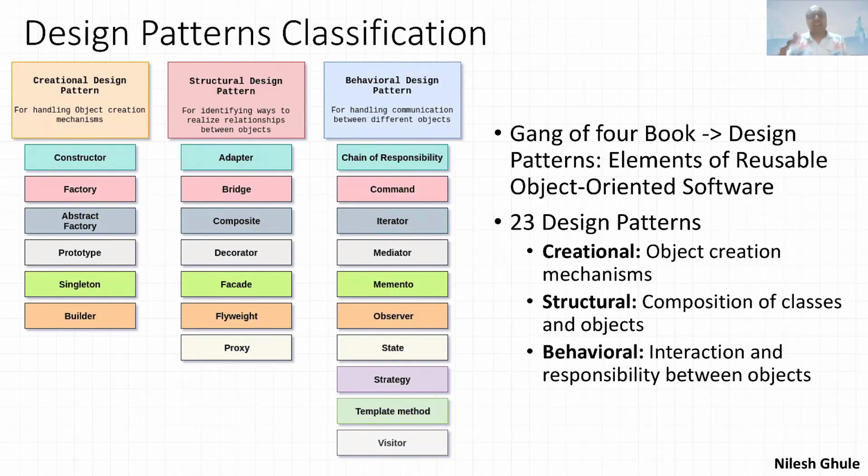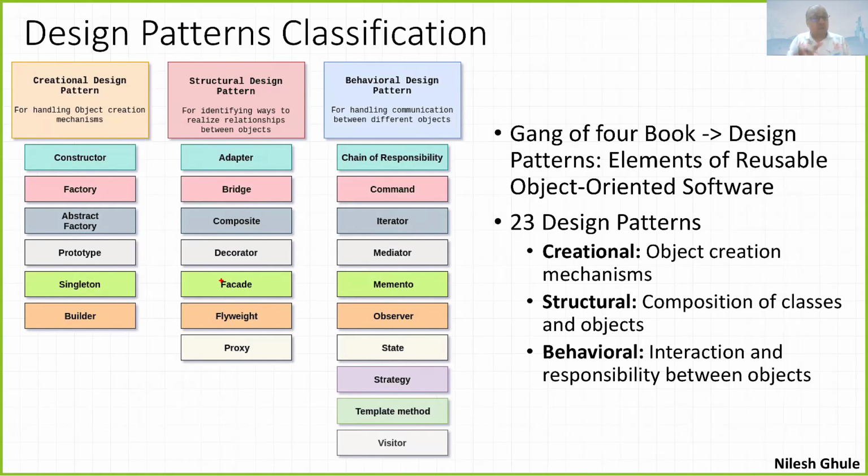The first category is creational design patterns, which talk about the object creation mechanism, and it has around 6 design patterns. Then structural design patterns, which deal with the composition of classes and objects, and have 7 design patterns. And then we have behavioral design patterns, which deal with interaction and responsibility between the objects, and have the remaining 10 design patterns.